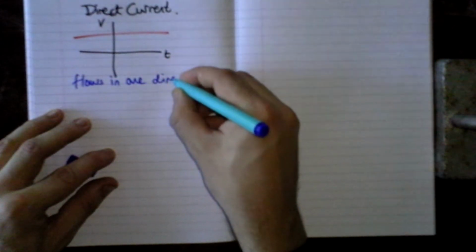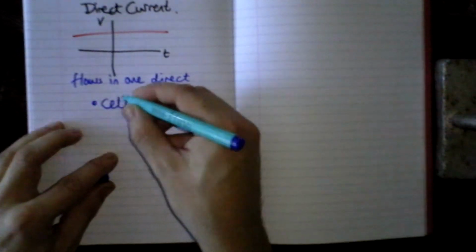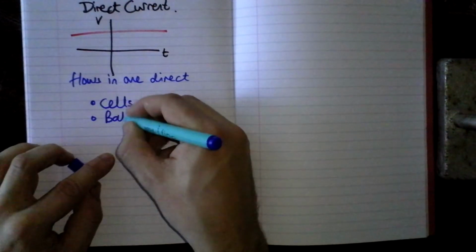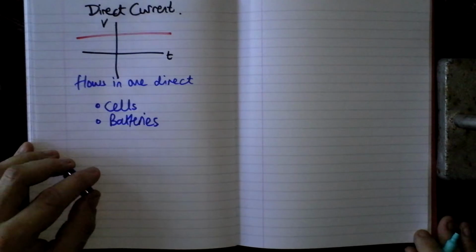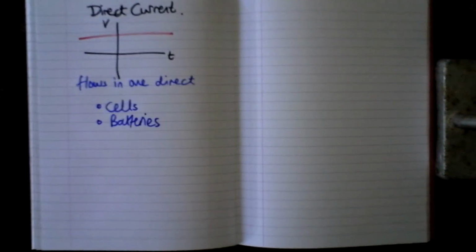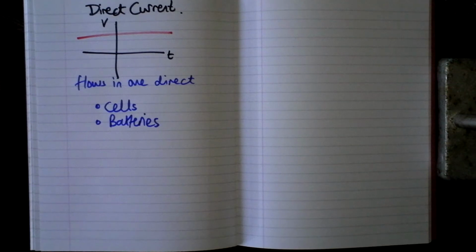Now, direct current is brilliant. We get it from cells and batteries. We use it to run things like laptops. We use it to run torches and iPods, and anything that has a cell or battery in it will run on direct current. It's really useful. However, the mains electricity that we use is not direct current.